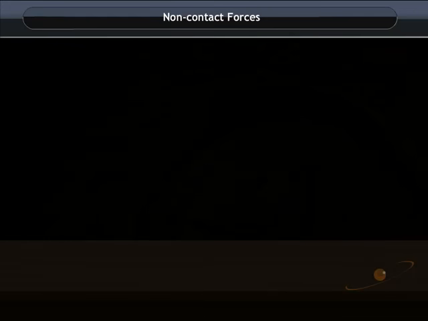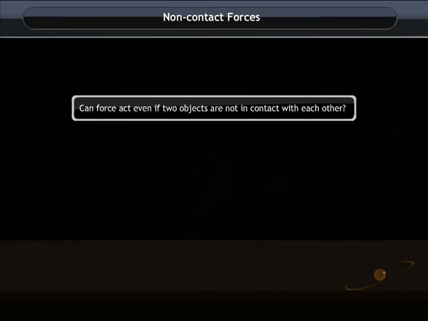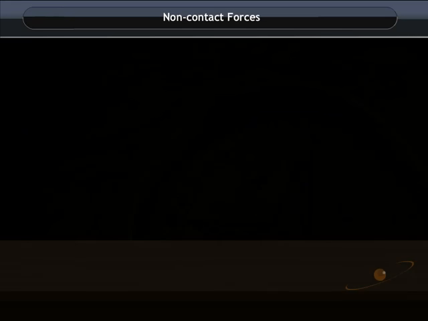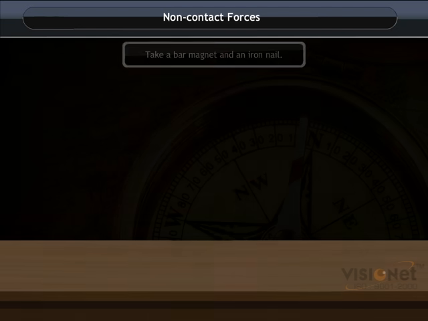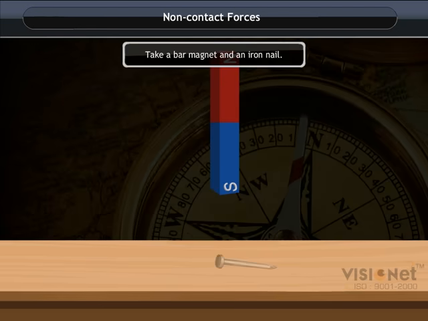Non-contact forces. Can force act even if two objects are not in contact with each other? To understand this, let us perform an activity. Take a bar magnet and an iron nail.